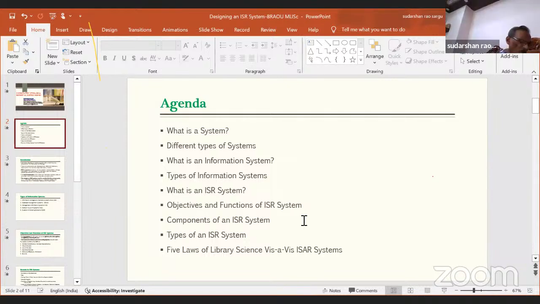Then what are the basic objectives and functions of this? The basic objective of an information storage and retrieval system is that you are storing the information and retrieving the information, and for whom? After all, for your users only. The user requires information, and you have to give the right information at the right time in the right form to the right reader. That's all.